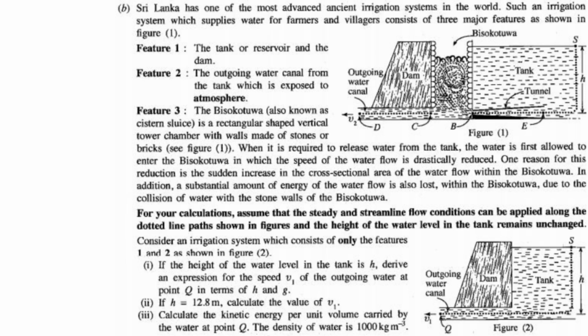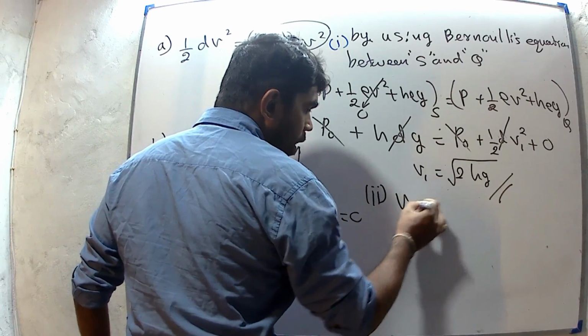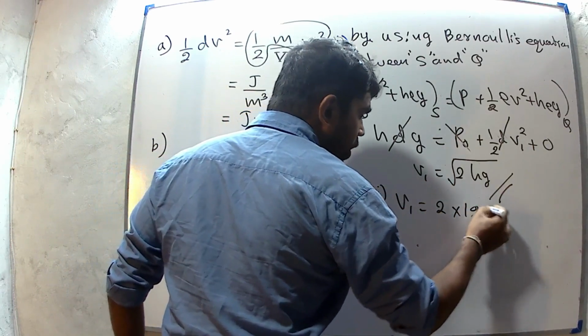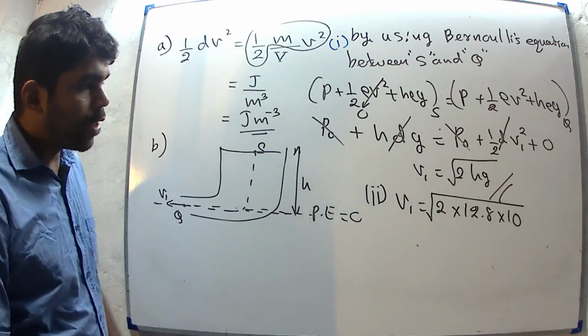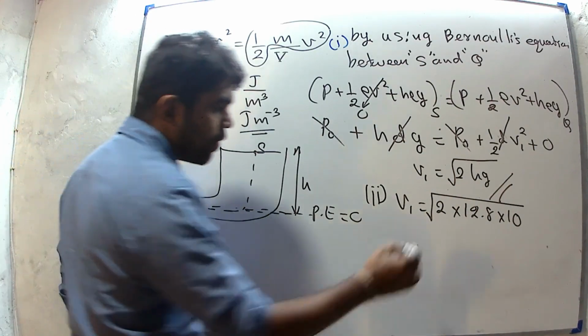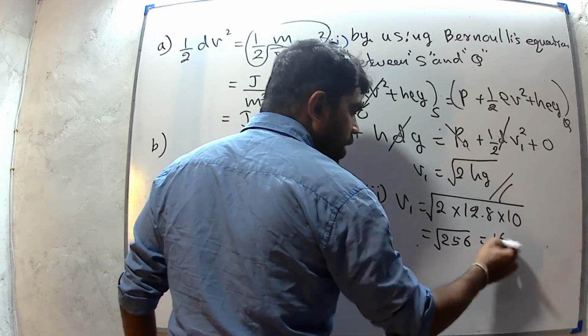Now part 2. If h is 12.8, calculate the value of V1. Then we can substitute. V1 equals root of 12.8 times g, 10, times 2. 128 into 2, 256. Root 256, 16 meters per second.